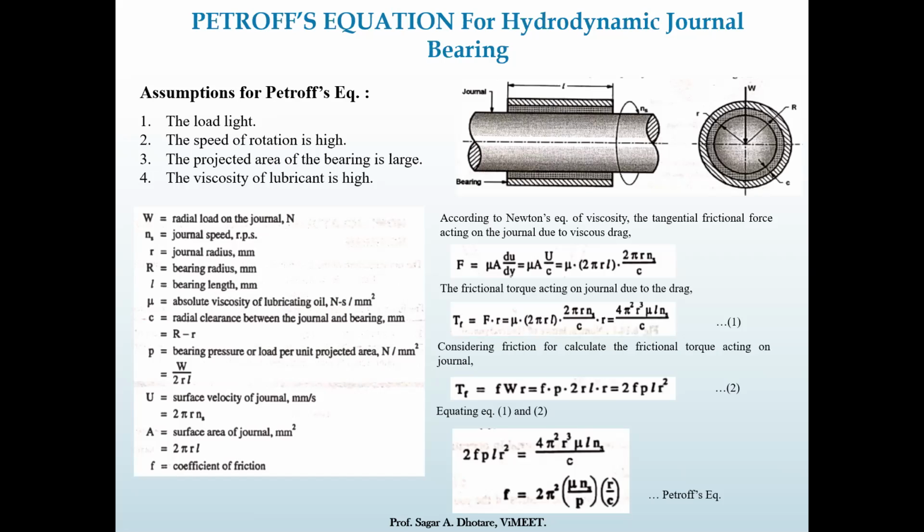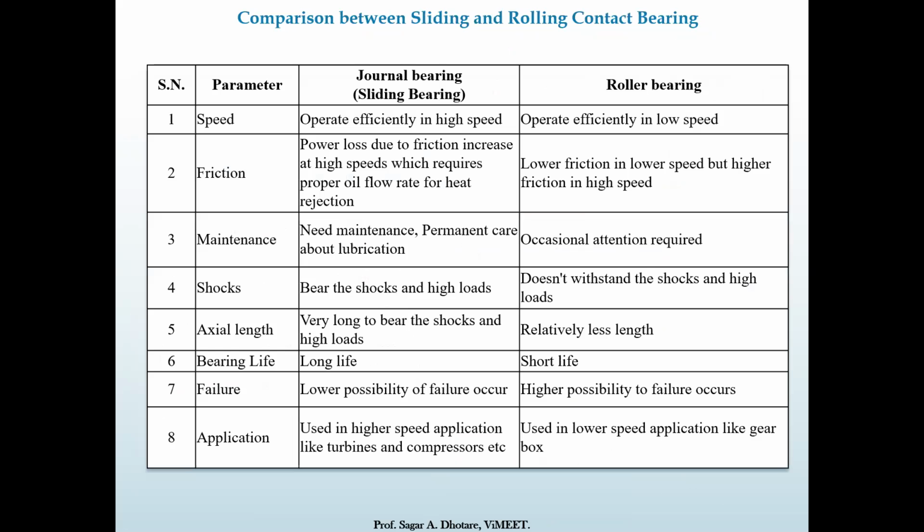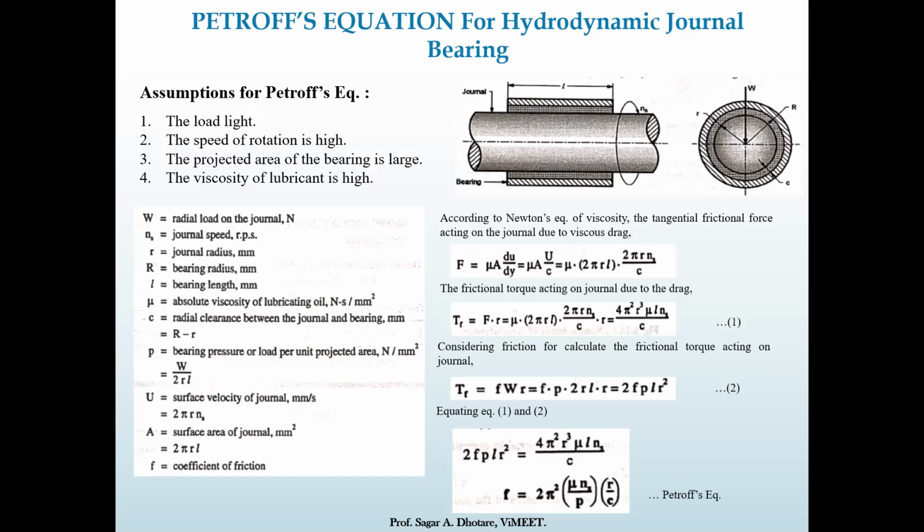So based on this, we can find the Petroff equation for calculating the coefficient of friction. When we equate these equations, we get the final Petroff equation, that is f equals 2 pi square mu n_s divided by p, into r by c. Okay, and this is a very important equation when we have different parameters and need to calculate the coefficient of friction. At that time we use this equation.